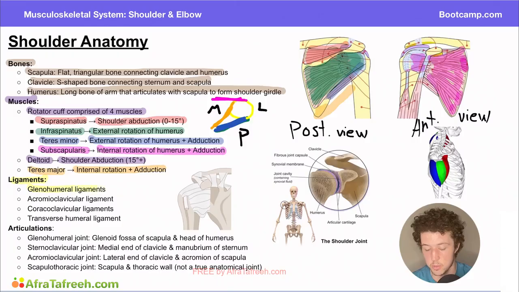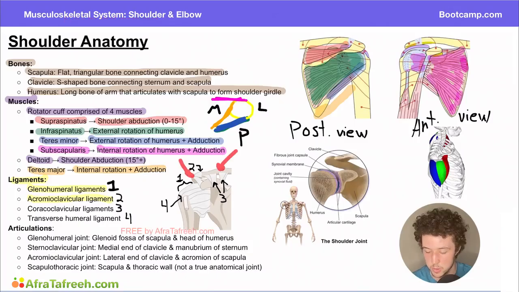So the glenohumeral ligaments will be connecting the humerus and the glenoid fossa of the scapula. The acromioclavicular ligaments will attach the acromion to the clavicle here. The coracoclavicular ligaments will connect the coracoid process here to the clavicle here. And the transverse humeral ligament will be this small ligament here that will help keep the biceps tendon in place along the humerus.